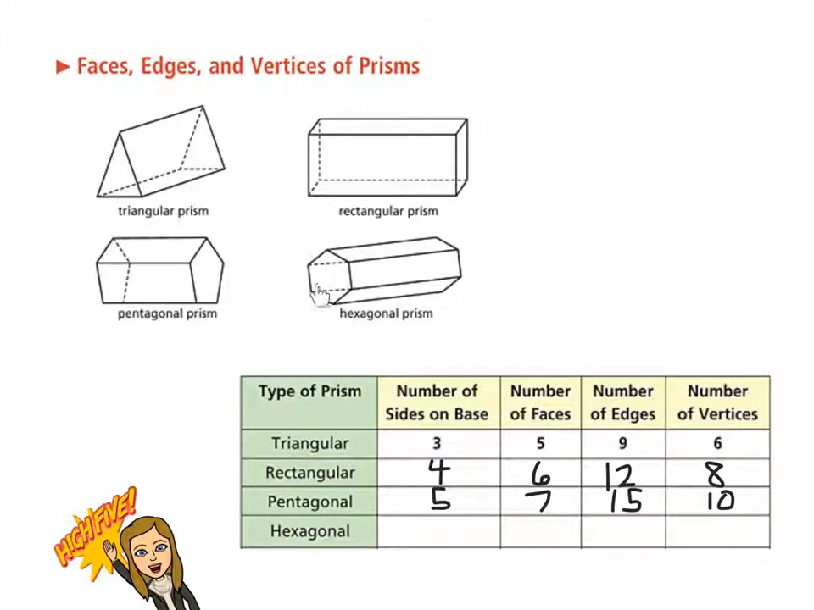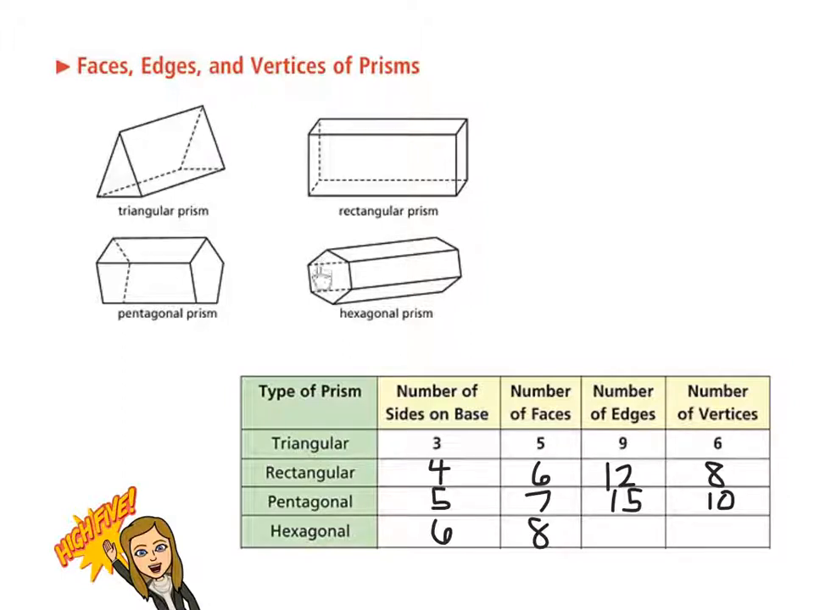Now, a hexagonal, remember a hexagon is the base on the hexagonal prism, and that is a 6-sided shape, which makes sense, follows the pattern. So if our pattern is correct, we should find 8 faces. So we obviously have the 2 hexagons, which means we're going to have 1, 2, 3, 4, 5, 6 rectangles. So 6 rectangles plus 2 hexagons. Sure indeed, 8 faces.